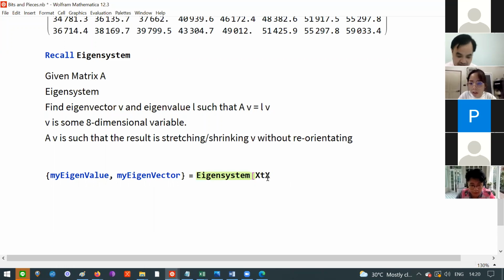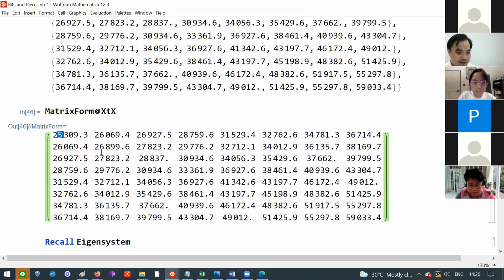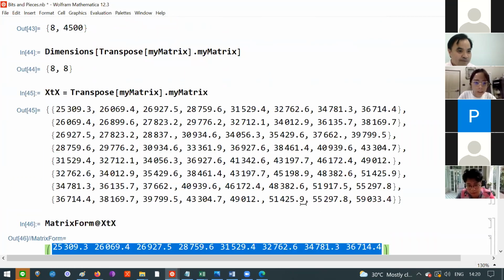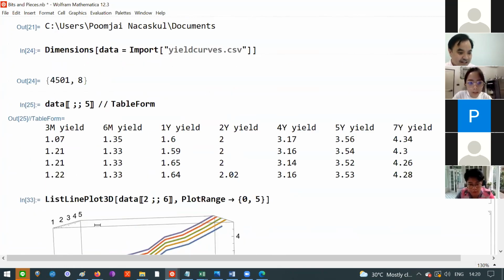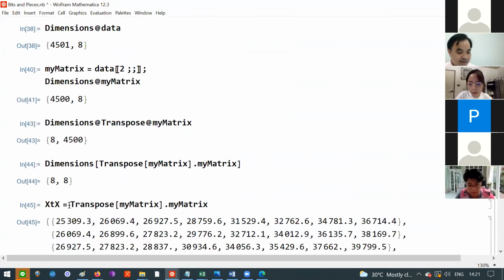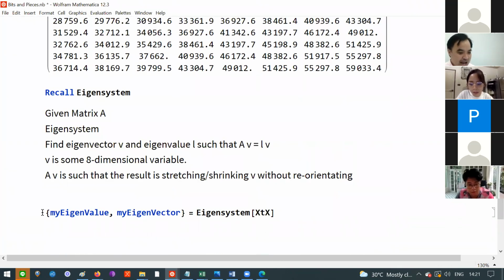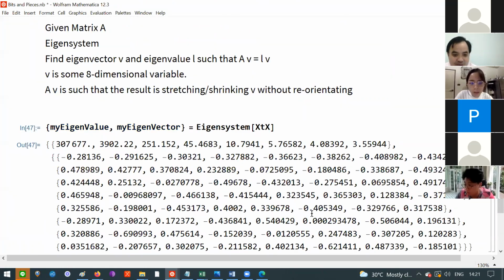Okay, let's do this. Now, remember this thing comes from taking the data and doing this. So it summarizes all the movement. I'm going to do this. Ta-da! Oh, looks like a big mess. What is this? Well, I have no idea what it is, but I know that the first element is my eigenvalues. Second element is my eigenvectors.